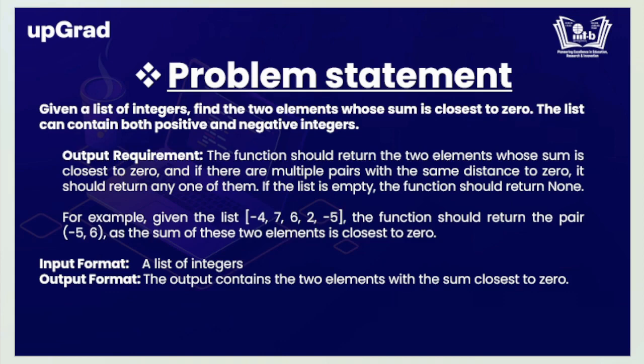For example, given the list 4, -4, 7, 6, 2, -5, the function should return the pair of -5 and 6, as the sum of these two elements is very close to 0.